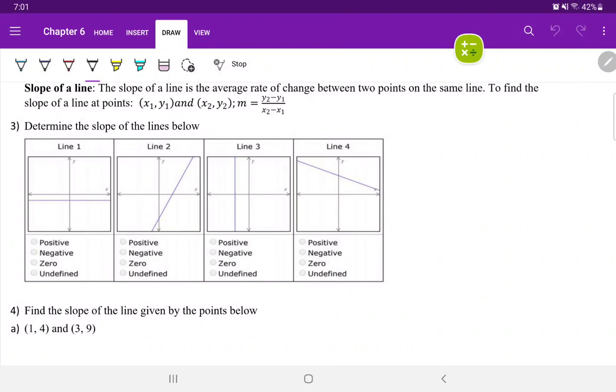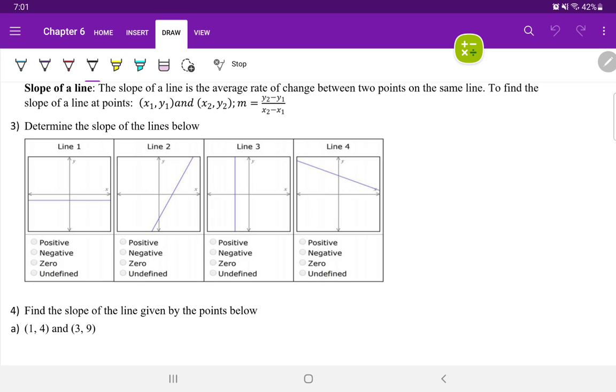In this video, we're going to focus on the slope of a line. What is the slope of a line? The slope of a line is the average rate of change between two points on the same line. Define the slope of a line at points x1, y1, and x2, y2.